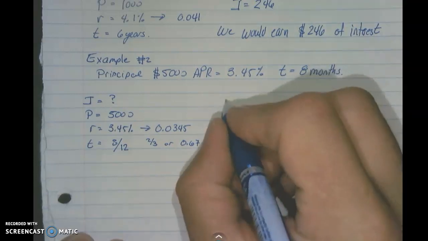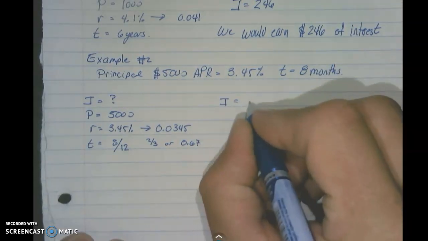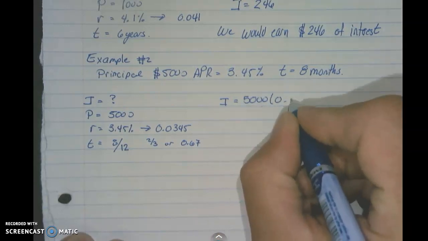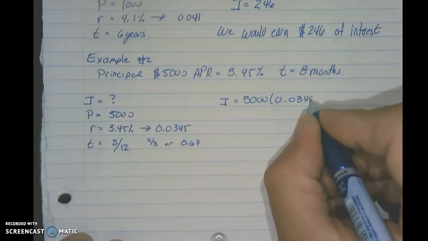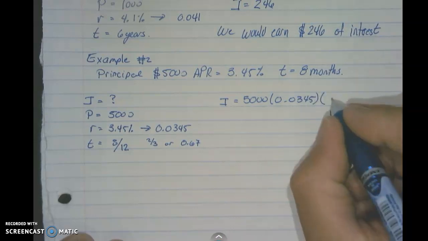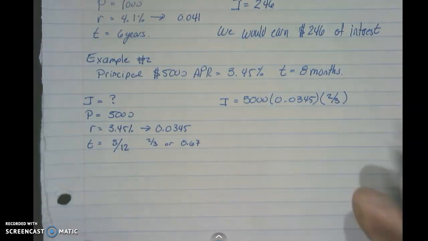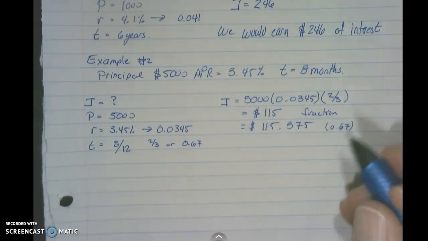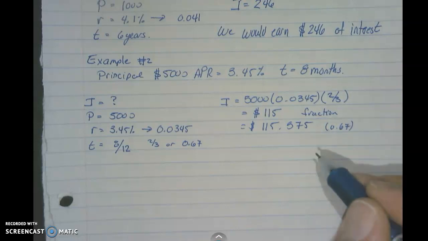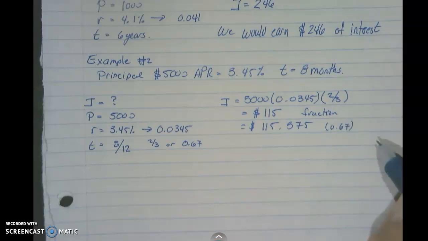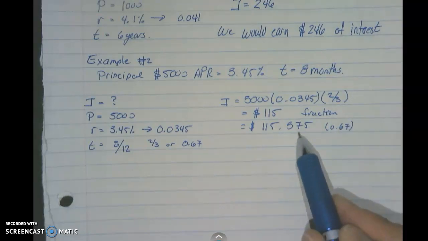All right, so then I'm just going to go right to my formula. So I is equal to my principal amount times my rate. And then I'm going to show you the difference between, well, if we use a fraction and then if we did the 0.67. Okay. What we got here is we now see that the fraction gave us 115, and the decimal gave us 115.575.